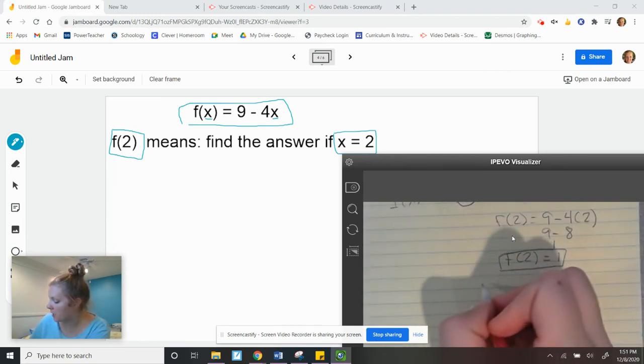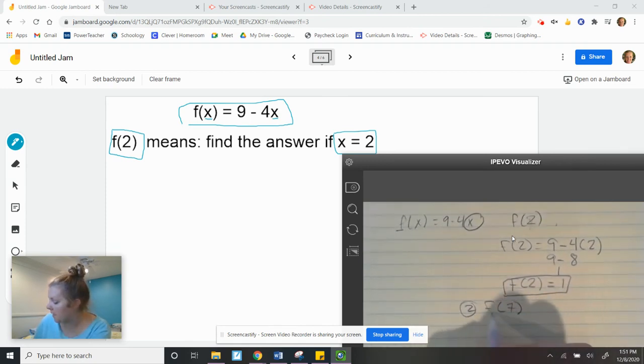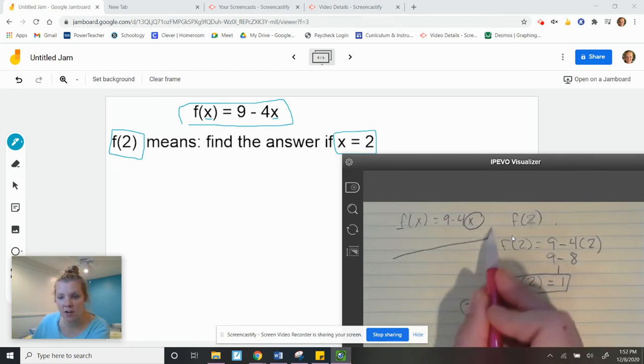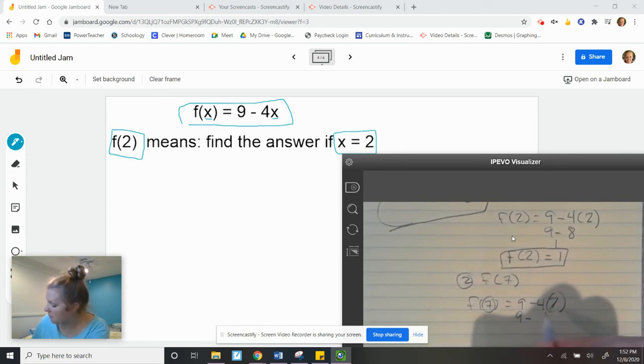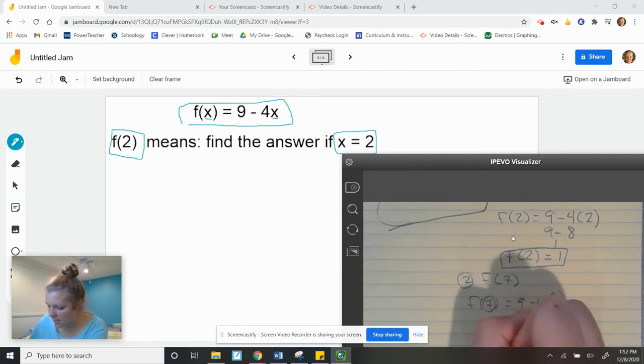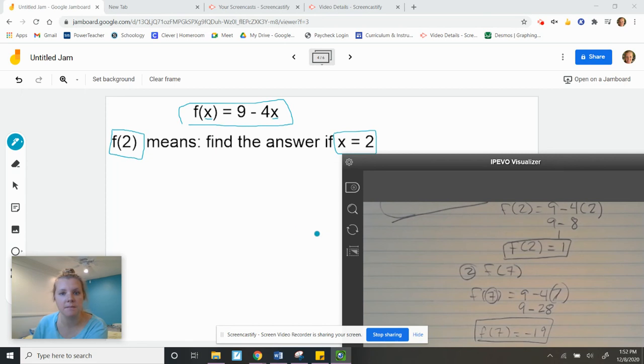I could ask a follow-up question then. Problem number 2 could say, well, what's f of 7? And so that would tell you, because this letter f directs you to this function, you're going to do f of 7 is equal to 9 minus 4 times 7. Because now it's saying put in a 7 in its place. So we do the math. 9 minus 4 times 7 is 28. So 9 minus 28 is my math problem. So f of 7 is negative 19.